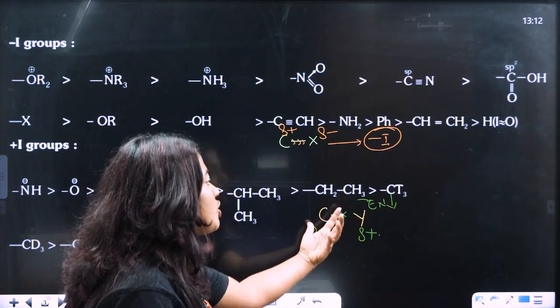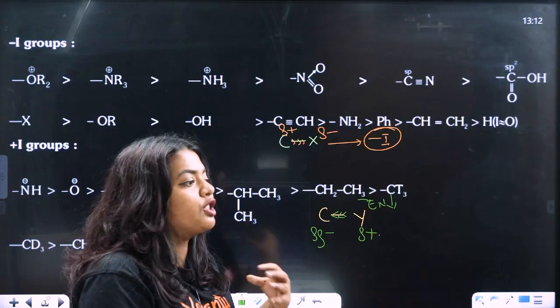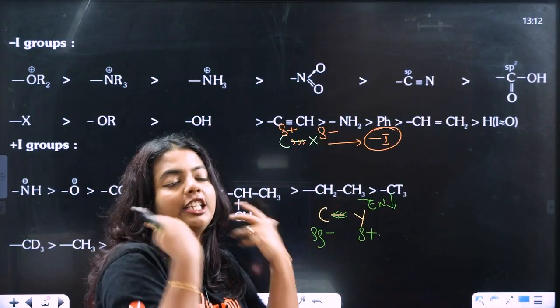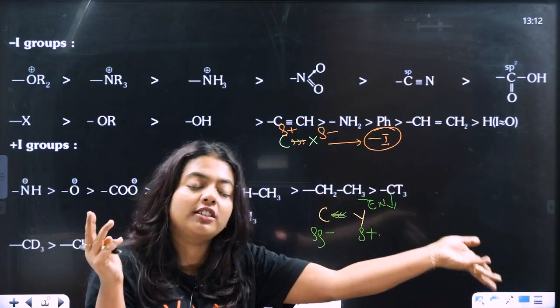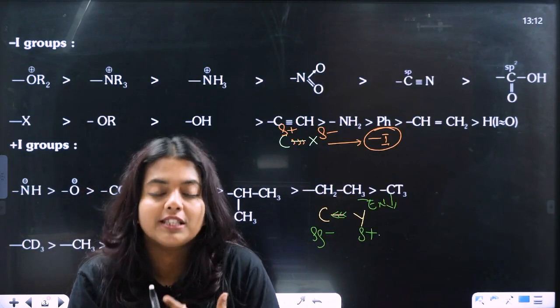So what happens is, due to the presence of the less electronegative group, they will be giving the electrons to the carbon, which means they are electron donating groups. They can give the electrons to the particular carbon, so I am termed as an electron donating group and called the plus I group.